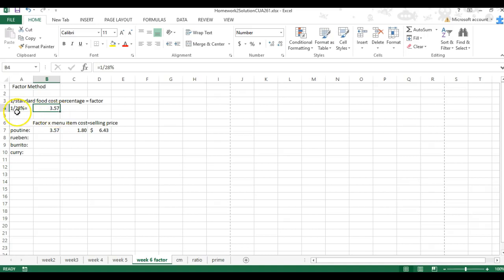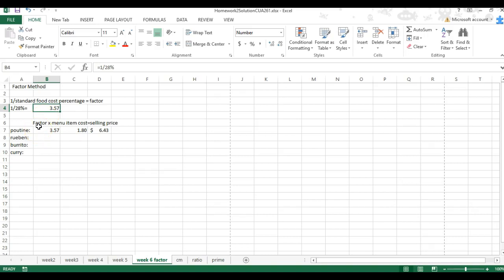All right, so 1 divided by 28% is 3.57. I rounded all of it to 2 decimal points. I'll show you later on how to do that in Excel. So now that we got the first step down in the factor method, let's move on to the next one.